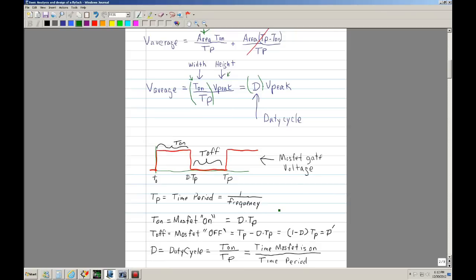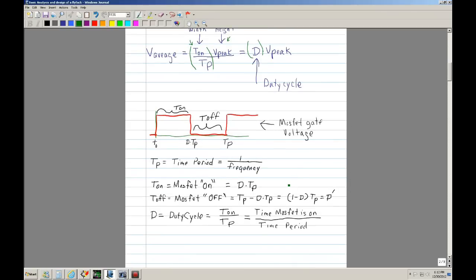So let's define duty cycle a little bit more closely. Again, we're using a square wave, and a square wave has two intervals. It has the time on interval, and typically when we say time on, this is the time that the MOSFET is on. And then there's another interval defined as T off, and that's when the MOSFET is off.